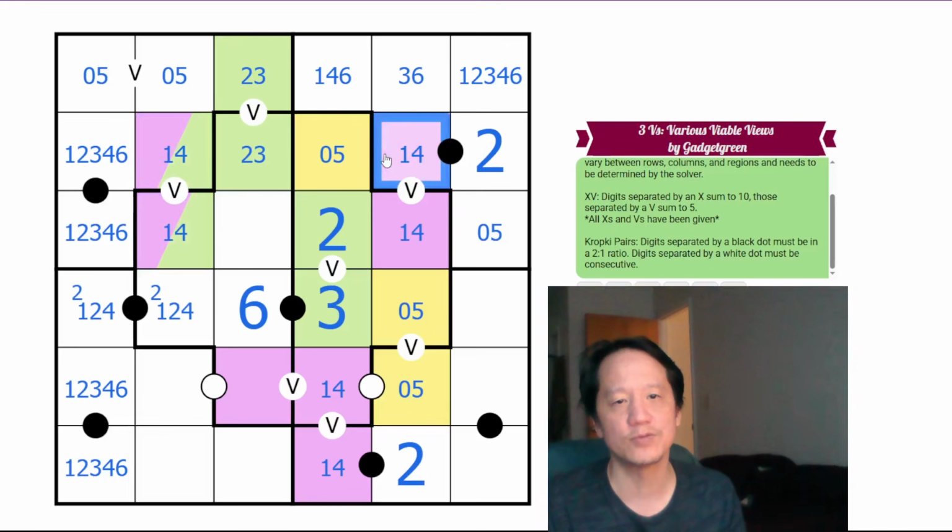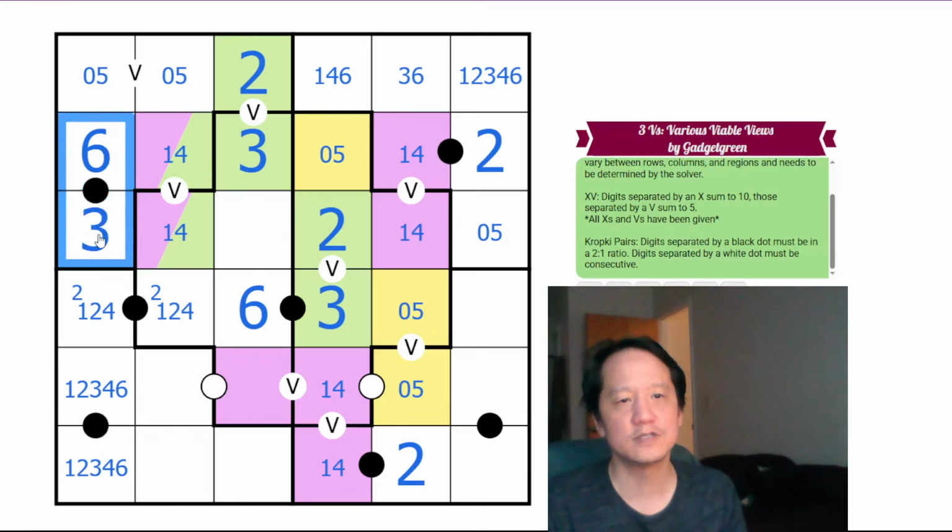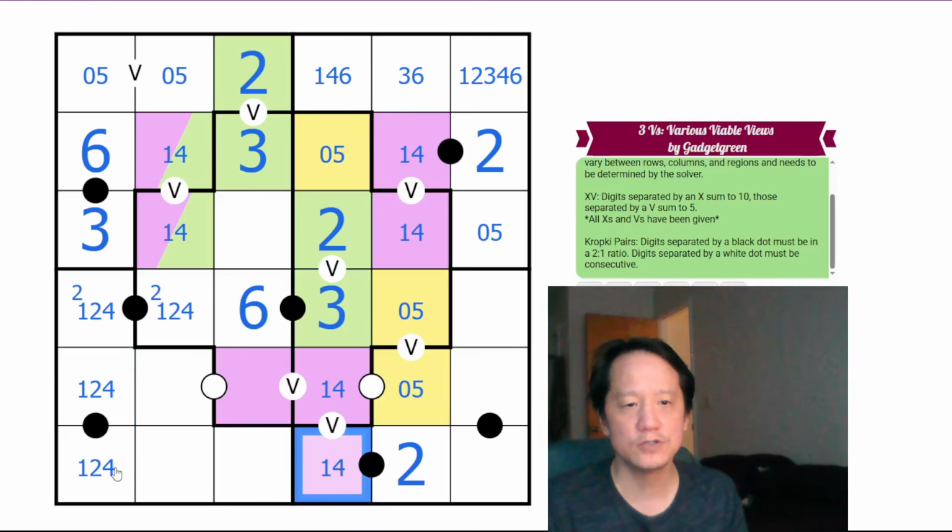This can't be 3. 2 eliminates 2 here. That's 3, which makes that 2. This has to be a 6 remaining. So that's 6 and 3 in a 1 to 2 ratio, which means this can't be 3 or 6. 2 can't be here because of 2 in the row. This is 1 in 1 to 2 ratio with 1 or 4, so this is 2, which eliminates 2 here, which makes this 2 here.